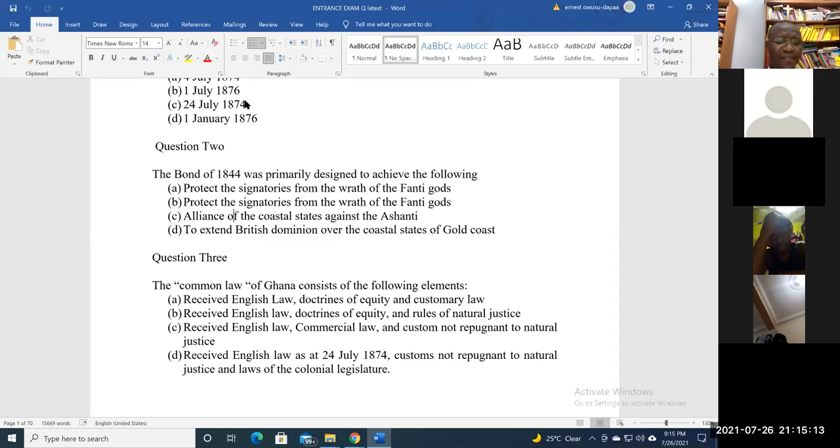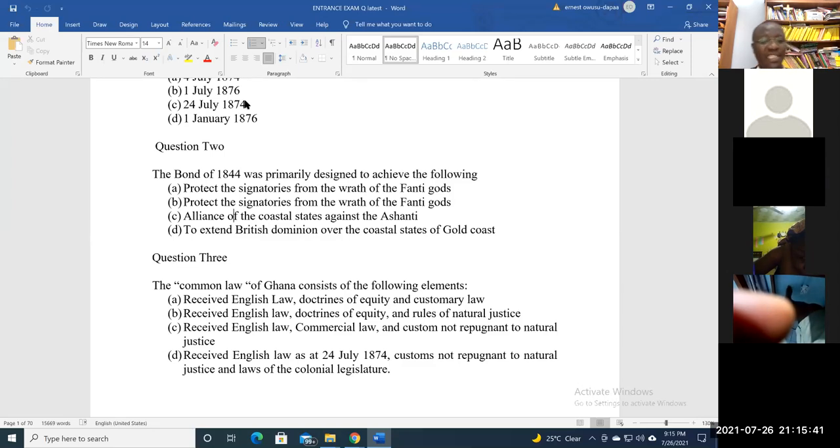Because don't forget that initially the authority of the company of merchants, that is the British traders, was just the force and the castle, as it were, and it did not extend beyond the forts and the castle. So later on, how to legitimize authority over the areas beyond the forts and the castle, that was the idea.